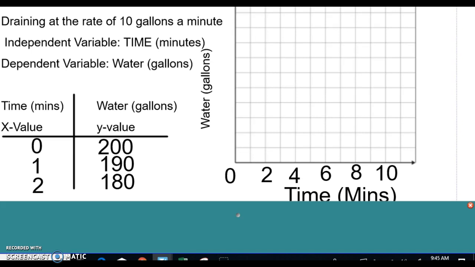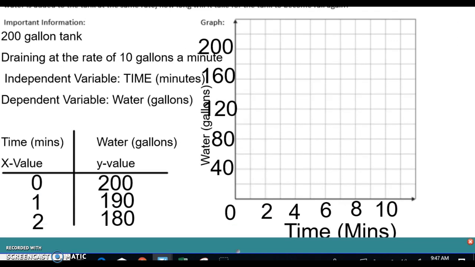Now I'm looking at my gallons. So up the Y-axis, I'm looking at these numbers, and they're pretty big. So I'm looking at how much room I have, and I think I'm going to count by 20s to get up to 200. So I'm going to go from 0 to 200 counting by 20s. So I'm going to press pause on my video and get those values typed in.